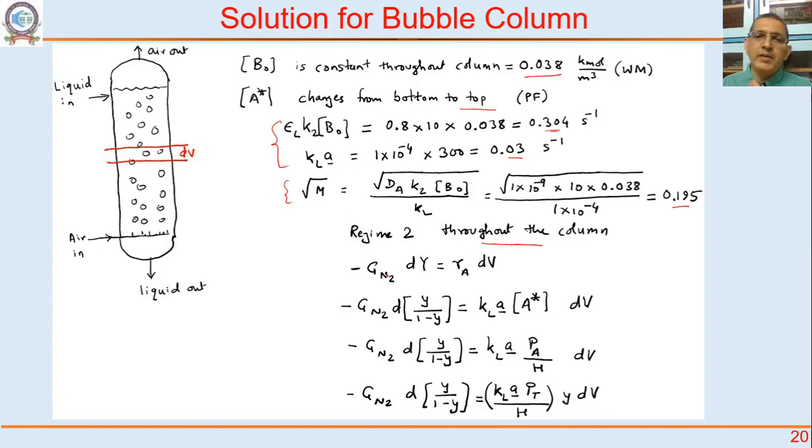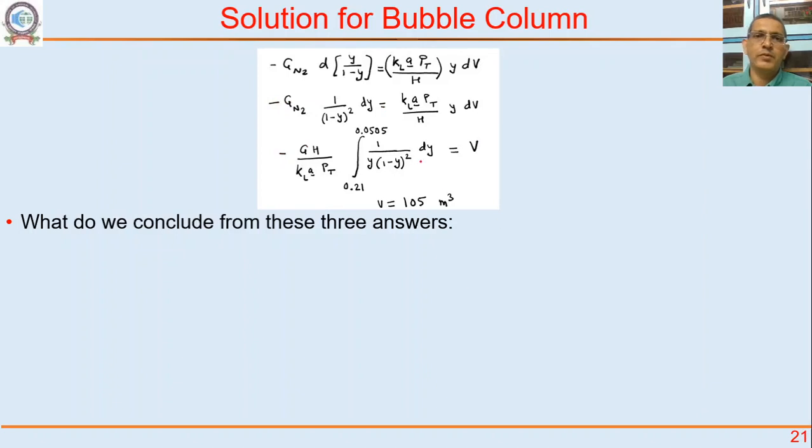So now G of nitrogen dy Ra dV, and dy would be y divided by 1 minus y, and you simplify further. Rate would be KLA into A star, regime 2. Now you simplify further. Pause and simplify further now on your own. Here's the solution. Right? You will get volume as 105 meter cube.